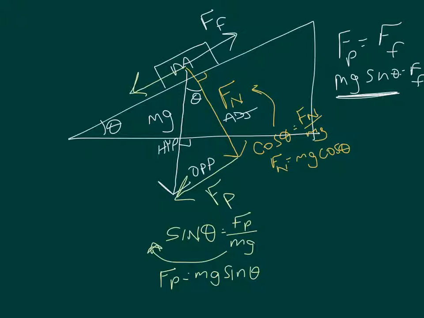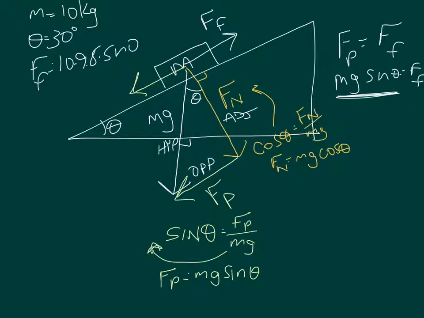I could throw you a couple numbers here. Like if we had a mass equal to 10 kilograms and an angle of 30 degrees, then if I put in my numbers, the friction would be 10 times 9.8 times sine of 30. Whoops, let's make that a 30. So putting it in, what is that? Sine of 30 is 0.5, so half of 98 is 49. So the friction would be 49 newtons.